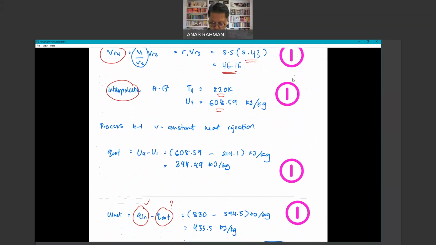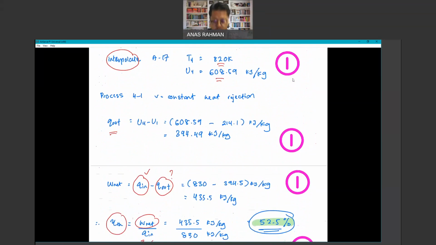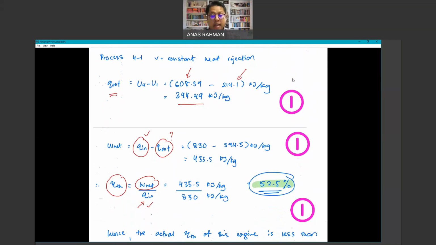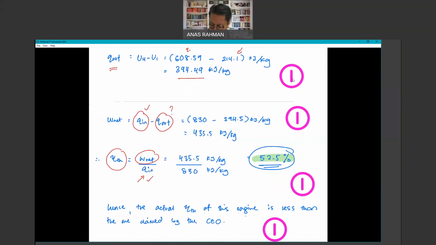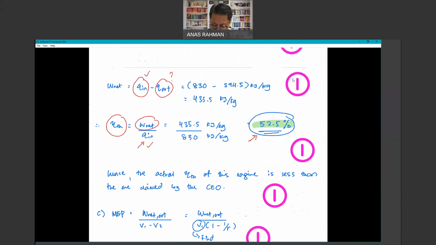So if you proceed with Q out, U4 minus U1, now we have U4, and from previous interpolation, we get U1. So now you have Q out, then you can calculate W net, and substitute in the thermal efficiency equation. Roughly you'll get about 53%. So now you make a comparison: the actual thermal efficiency is less than the one claimed by the CEO.